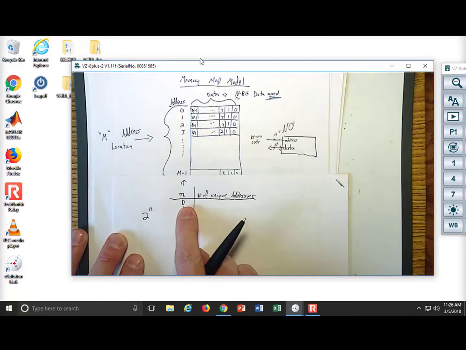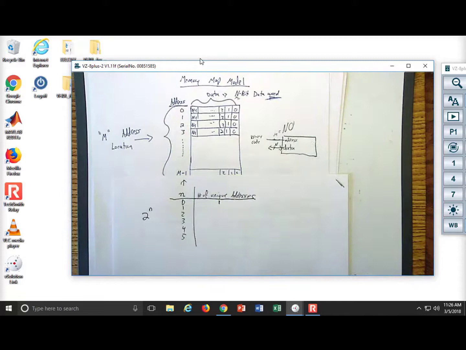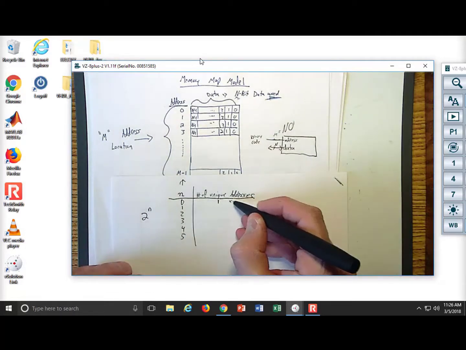this is kind of a funny one. If I had 0 bits, how many unique addresses could I have? You could have 1, because it's only one location. That's it. You don't get to change it. So you actually do have one there. But we don't make any memory systems like that. So let's forget that.